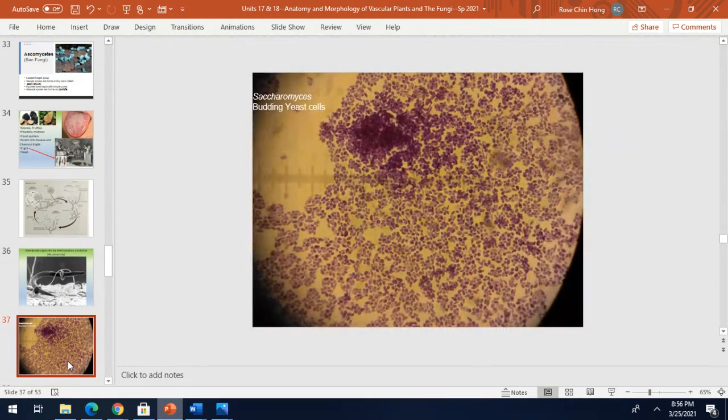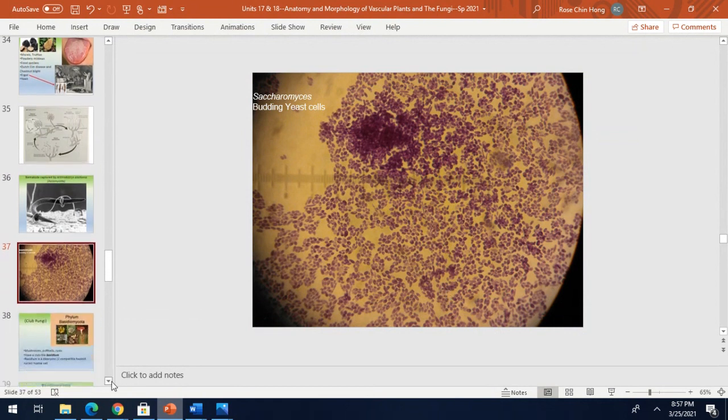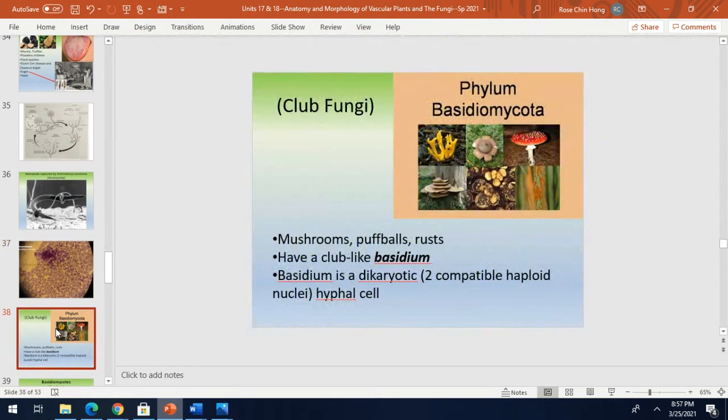The next one we have here is the budding yeast, and this is Saccharomyces. And this is a picture of a slide that I had taken in class. So you see this is a yeast, and you could see the different stages of it reproducing asexually by budding. All right. So now let us move on to the next group of fungi.